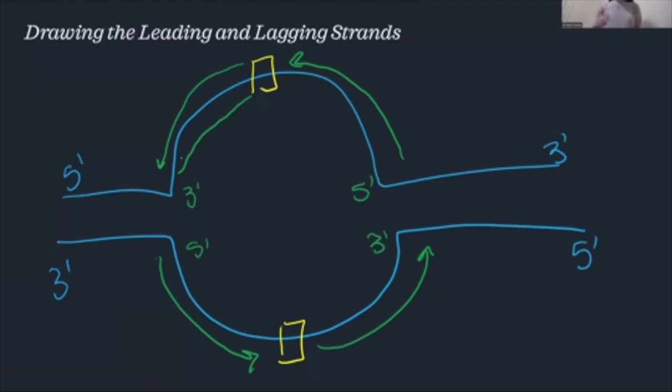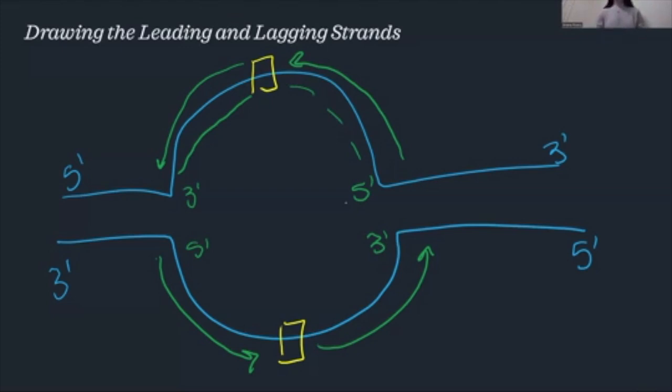So what it's going to form are a bunch of little fragments, because it has to go forward, jump back, go forward, jump back, and so on. And those little fragments are going to be called Okazaki fragments, and that's written out on the next slide. So you just represent that with some little lines. So yeah, that's our top strand.